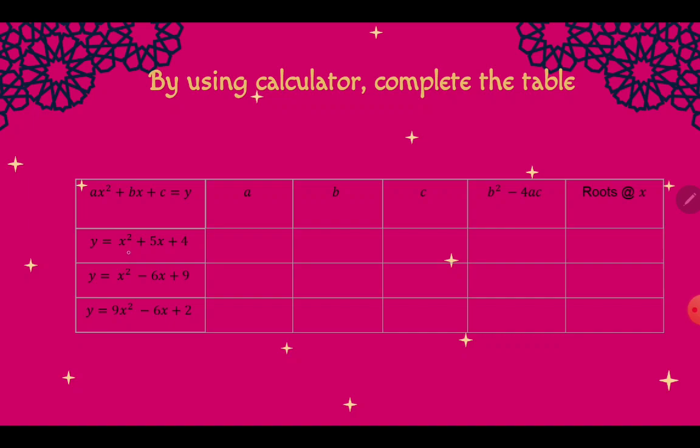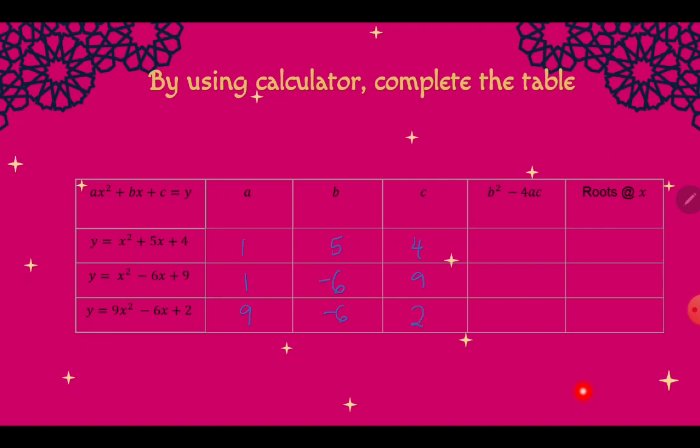So from here, we can see that a is equal to 1, b is equal to 5, and c is equal to 4. The same goes for the other expressions. For y equals x squared minus 6x plus 9, a is 1, b is negative 6, and c is 9. Meanwhile, for y equals 9x squared minus 6x plus 2, a is 9, b is negative 6, and c is 2.